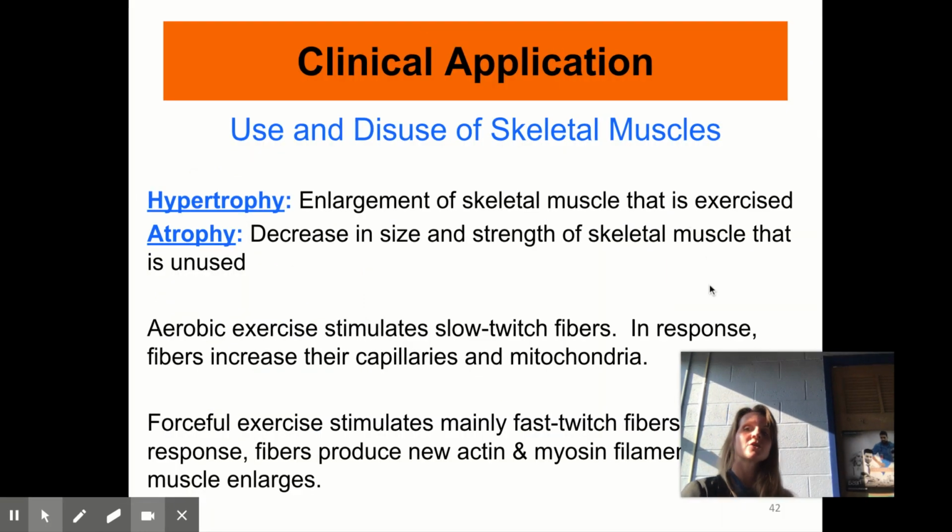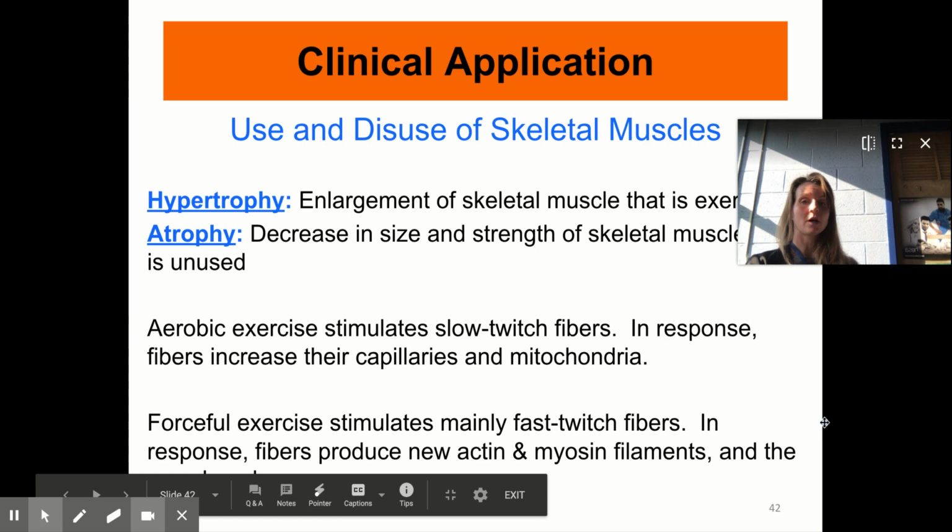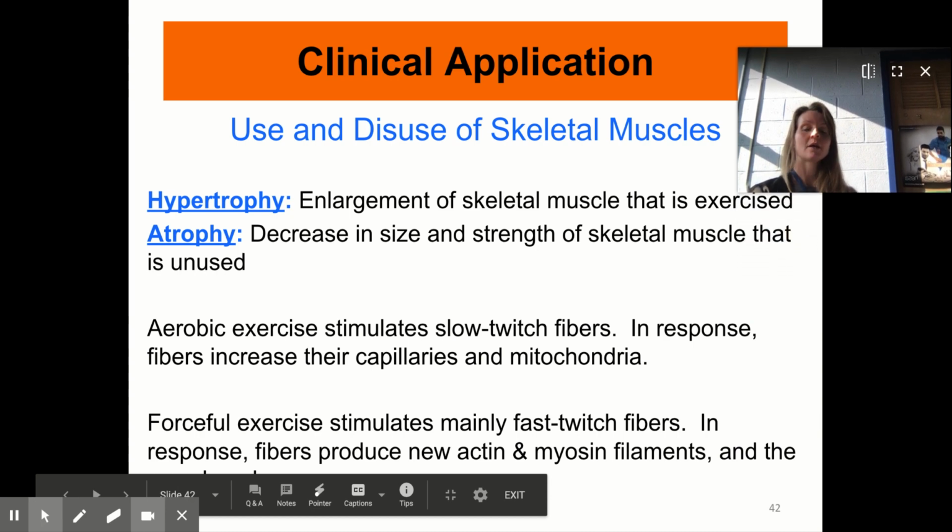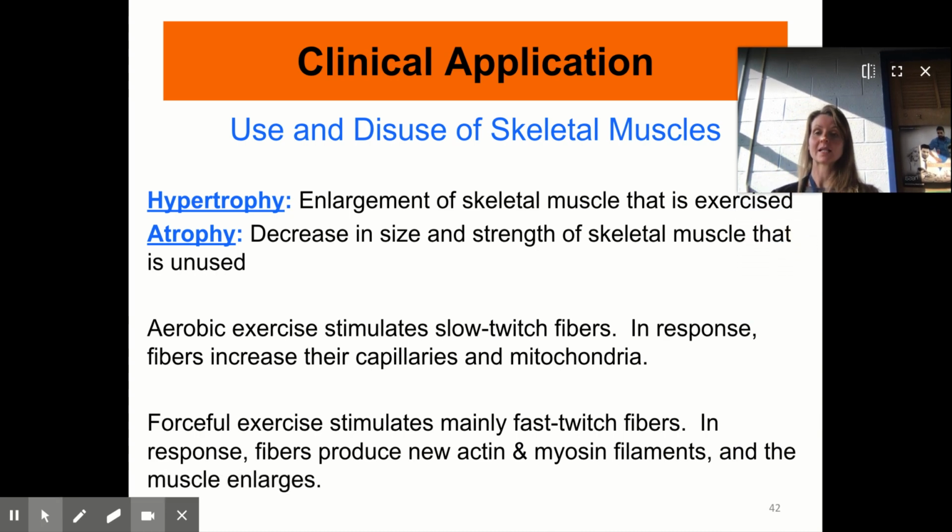So what are some clinical applications of this? Well, when a muscle is overused, we have hypertrophy. Hypertrophy is just the engagement and use of the muscles to make them larger. Anybody who's working out and you can see the results in their muscle tone has hypertrophy. The opposite of that would be atrophy, which is loss of using the muscle, and that muscle overall is going to decrease in size and strength if it's unused.